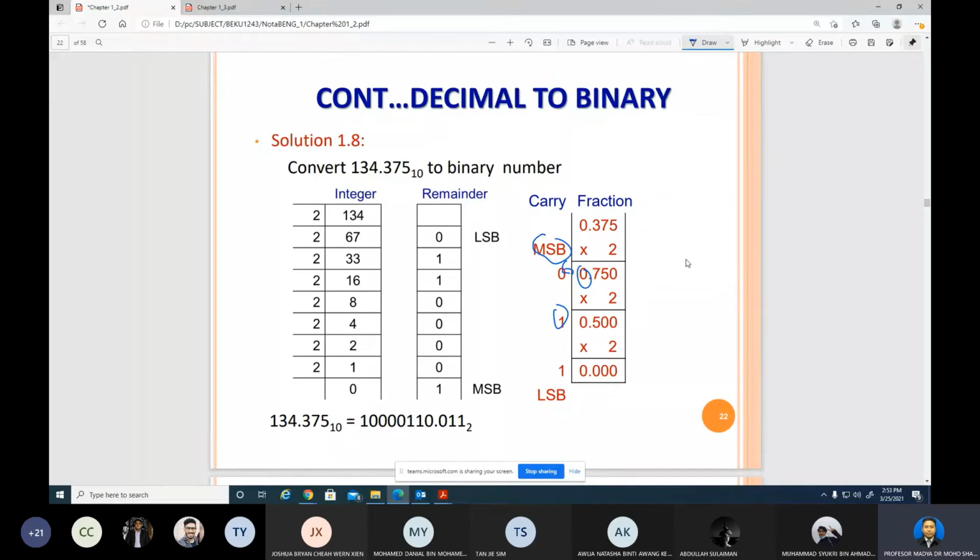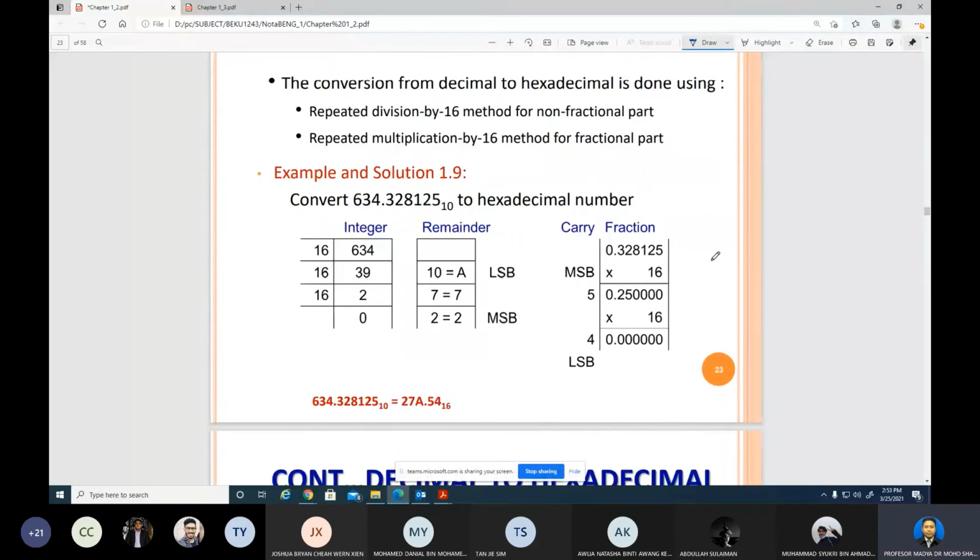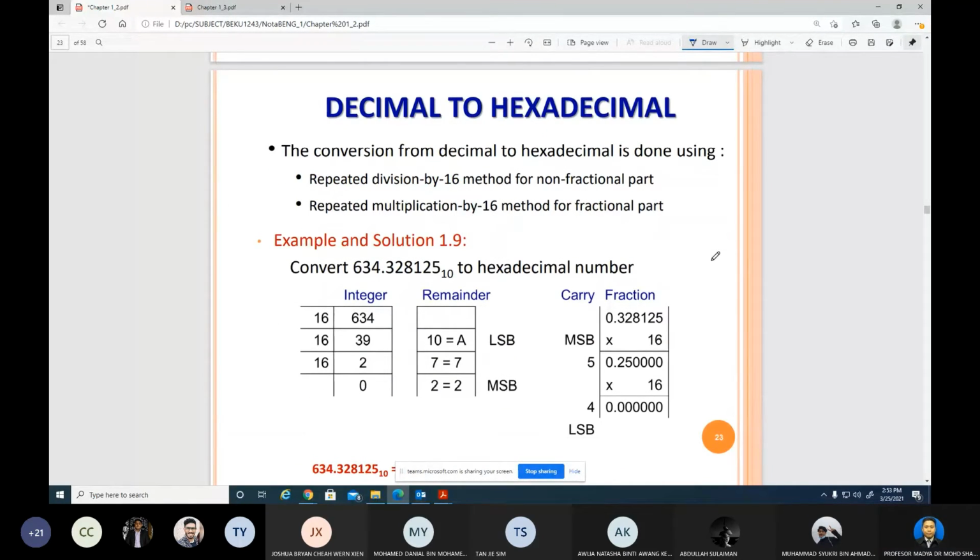Okay, so maybe you can try another example. Okay, we have another example. Alright, so this one is for hexa. For hexa, it will be the same. You can use this technique. Divide by 16. Alright, divide by 16. So this one you can use the same as for binary or for octal.